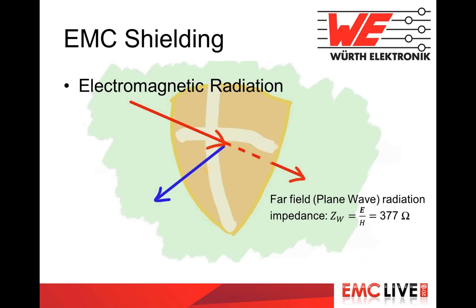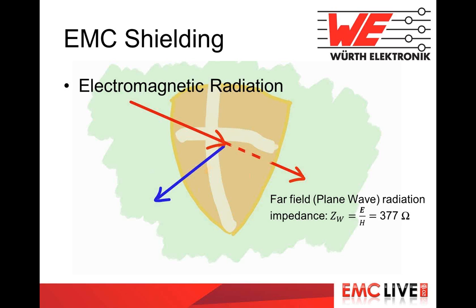So now we know a little bit about the concept. Now let's talk about the enemy. We said that EMC shielding will protect our device and the environment against electromagnetic radiation. To make it simple, in this introduction we will talk about the far field radiation. It means that we will suppose that our shield is far enough from the noise source to see the radiation as just a plane wave.